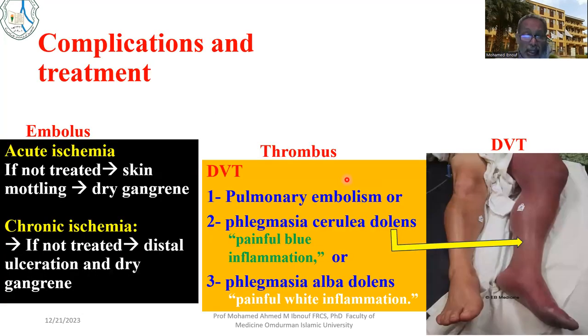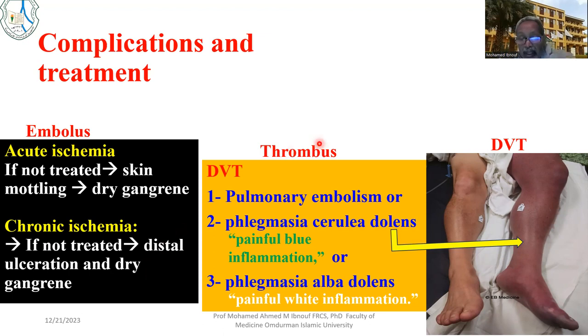Now, the complications of embolus and thrombus. Embolus can cause acute limb ischemia, and if it is not treated, there will be skin mottling and dry gangrene at the toes, and it will creep on to the ankle and to the leg. However, in chronic limb ischemia, when there is rest pain, it is a critical limb. If it is not treated, then distal ulceration occurs and dry gangrene will occur at the toes, and then it will creep up the limb.